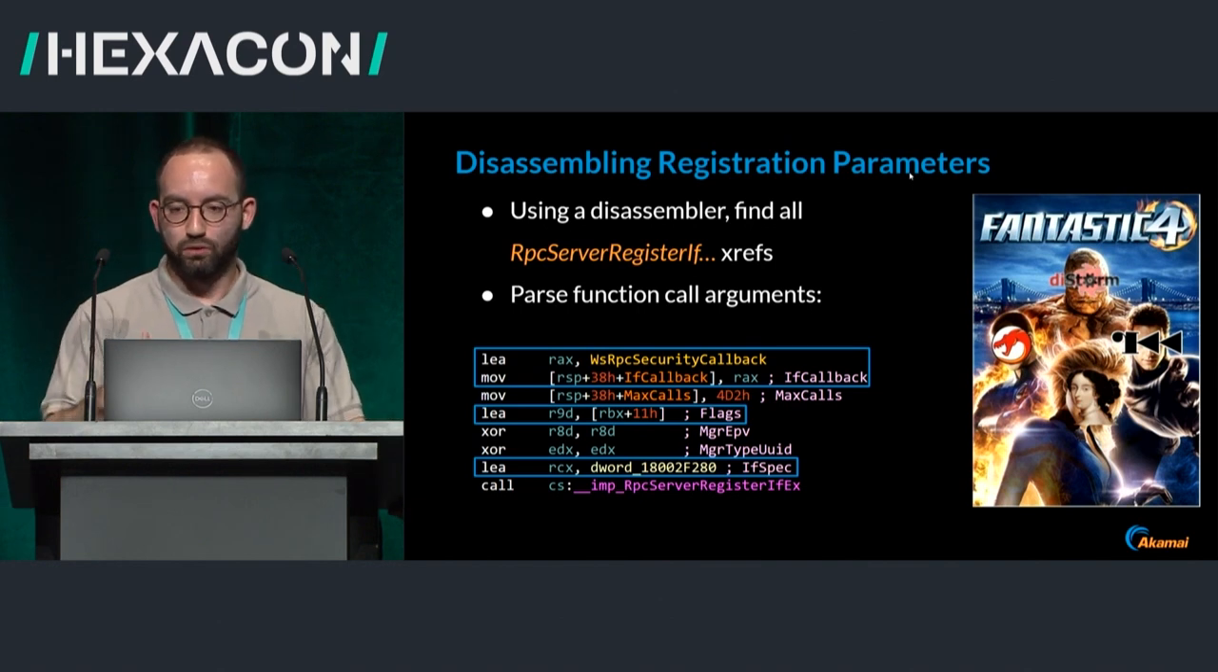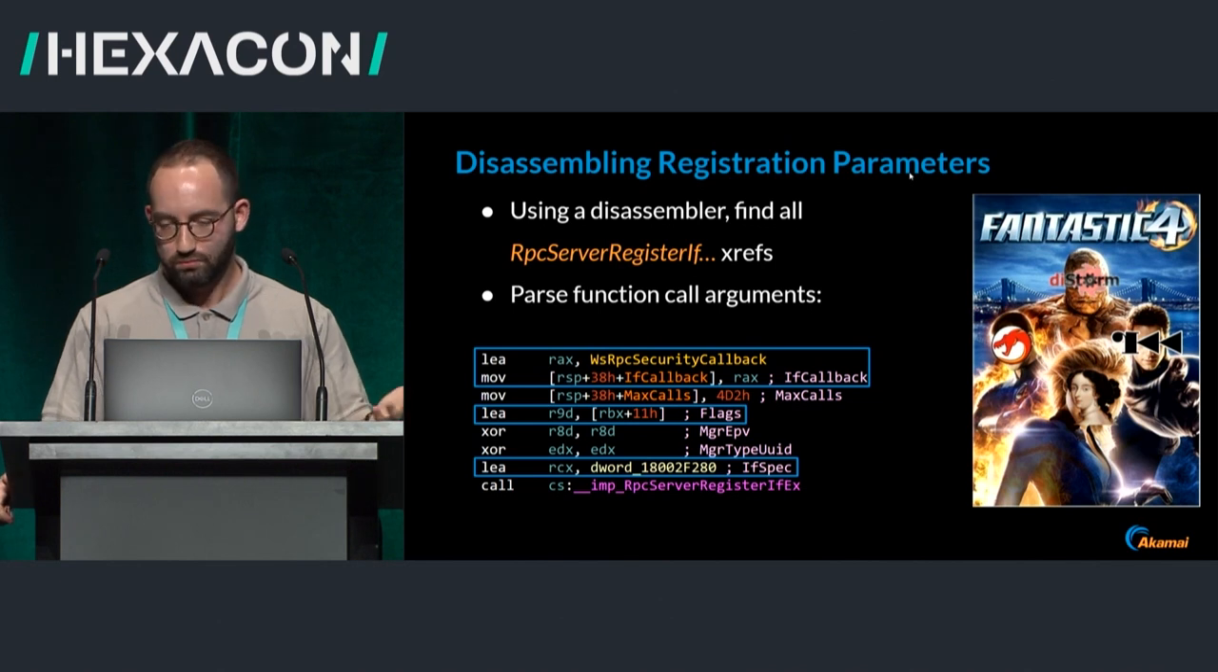Next, for registration, we can just look at disassemblers. Since we know that all RPC servers have to be registered with RpcServerRegisterIf, we can just find those functions with a disassembler and find all accesses to them. Then it's a simple matter of parsing the function parameters: the first argument is the interface handle pointer, the fourth is the flags, and the seventh is the security callback.